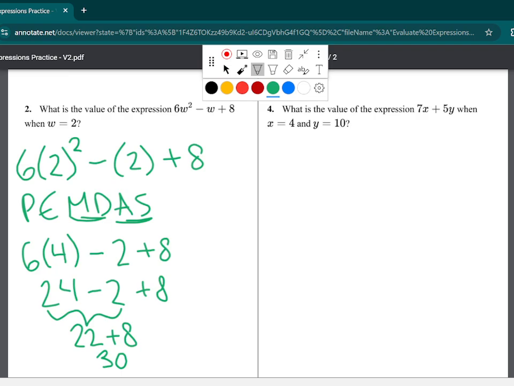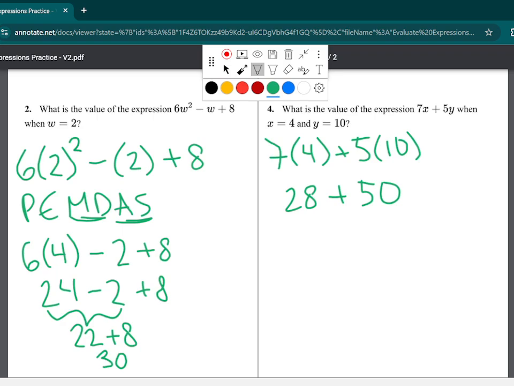And then this one, what is the value of the expression 7x plus 5y when x equals 4 and y equals 10? It is only a little bit more tricky because we have more than one thing that we're plugging in now. So we have 7x, in this case x is 4, plus 5 times y, which in this case y is 10. So 7 times 4 is 28, plus 5 times 10 is 50. So that looks like that's going to be 78.